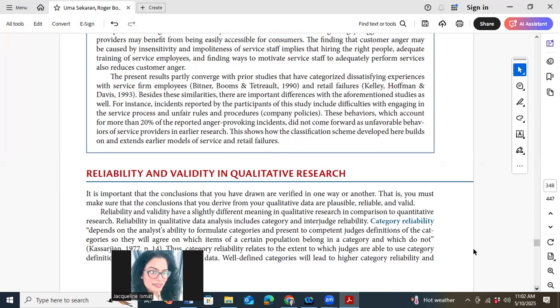The seven categories we have are what we are seeing from past studies, okay? And we have discovered additional things. Now this shows the classification scheme developed, which builds on and extends earlier models of service and retail.